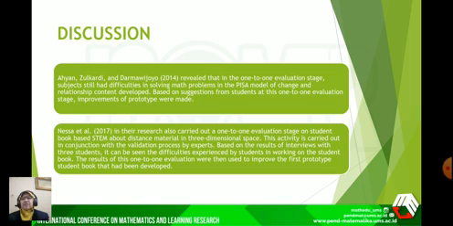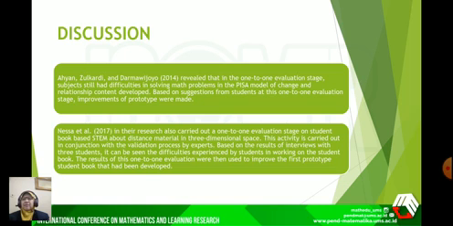This result is in line with the research conducted by Ahyan, Zulkardi, and Dharma Wijaya in 2014, which revealed that in the one-to-one evaluation stage, the subjects still had difficulties in solving math problems in the PISA model of change and relationship content that was developed. Based on suggestions from students at this one-to-one evaluation stage, improvements to the prototype were made.